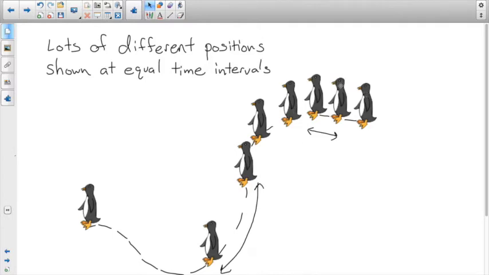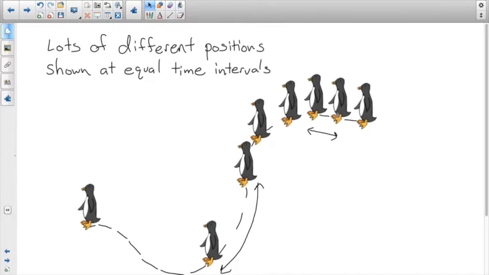One bit of time later, maybe Penelope is at this location here. And then at an equal time interval later, Penelope the penguin is over here, and so on and so forth. And what you're starting to see here is that a picture like this, which is a little like a stop-motion photography thing, can start to tell you a little something about the motion.